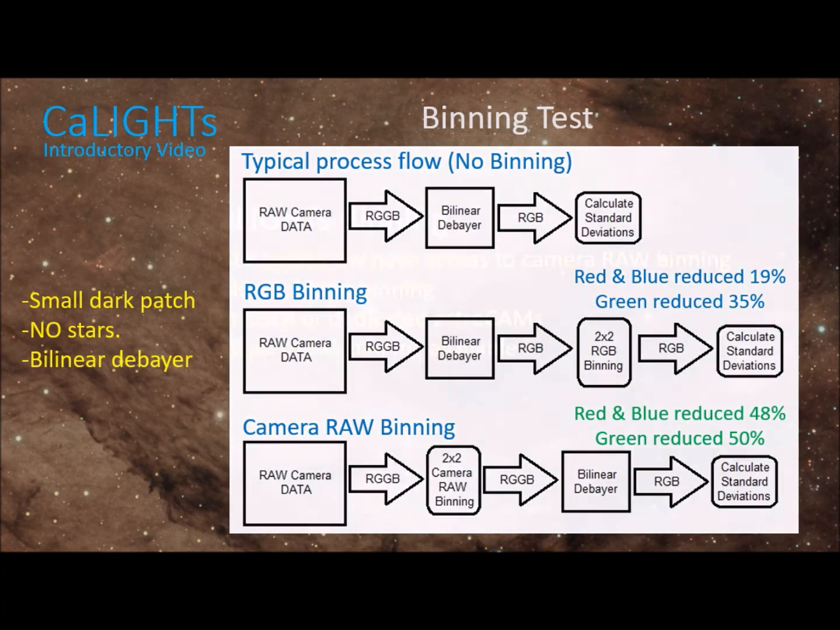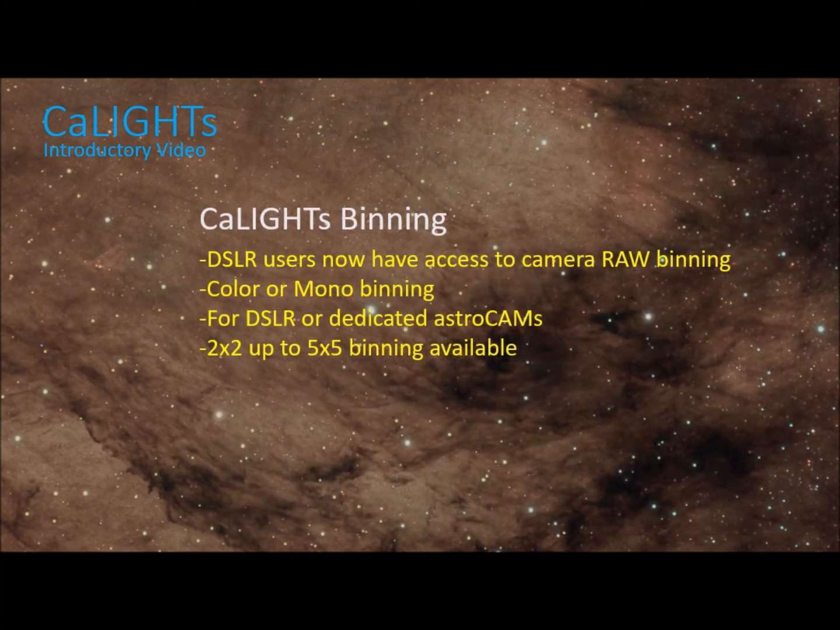Historically, camera raw binning was not available to DSLR users. They only had access to RGB binning until now. CaLIGHTs only uses camera raw binning. CaLIGHTs can perform color or mono camera raw binning for DSLR and for dedicated Astrocam users. Binning from 2x2 up to 5x5 is available. With the huge megapixel cameras on the market now, who knows what amount of binning will be required.